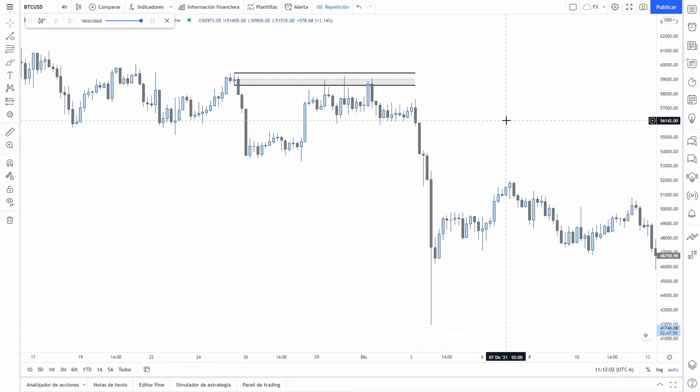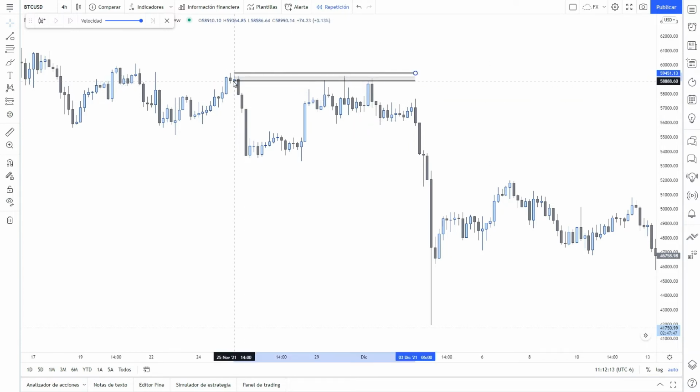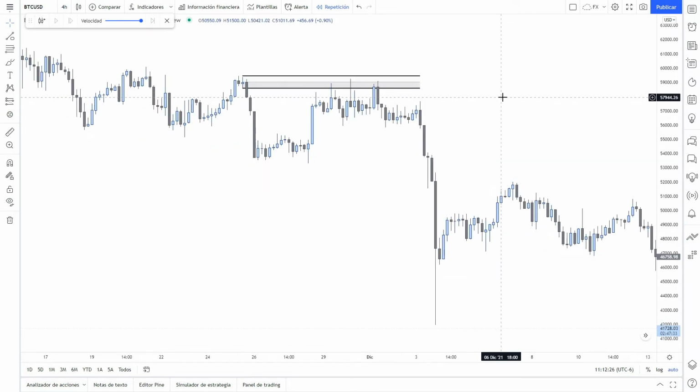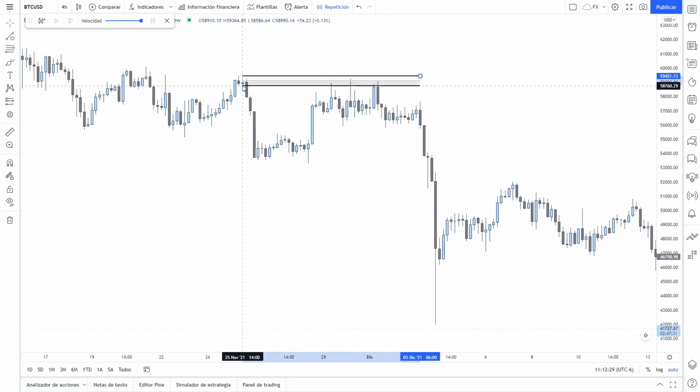But in terms of how we should mark our zones, that's how I do it. You can use body to wick. You can use wick to wick. You can just use the wick. That is up to you. However, I would recommend you to use wick to wick, because if we use body to wick or just the wicks, we will miss many entries.